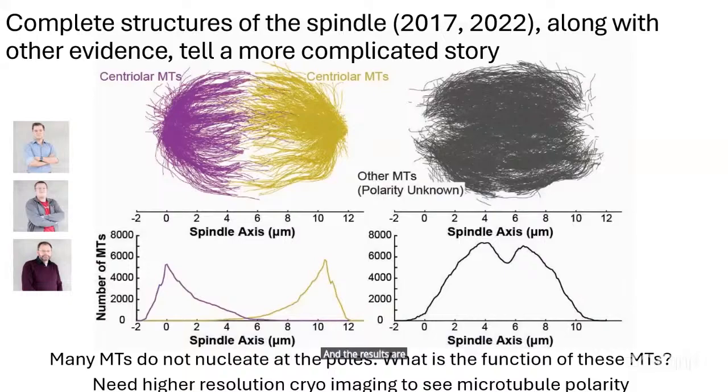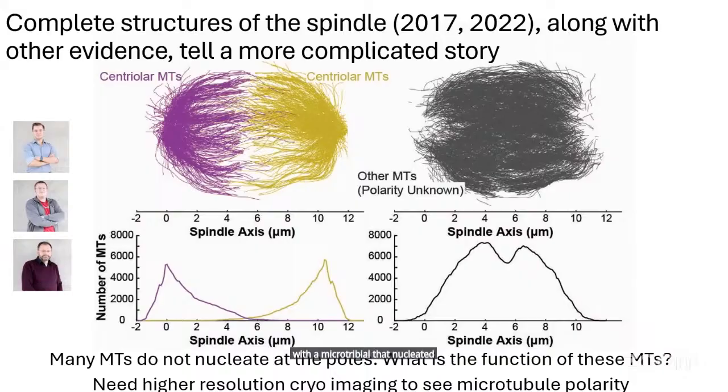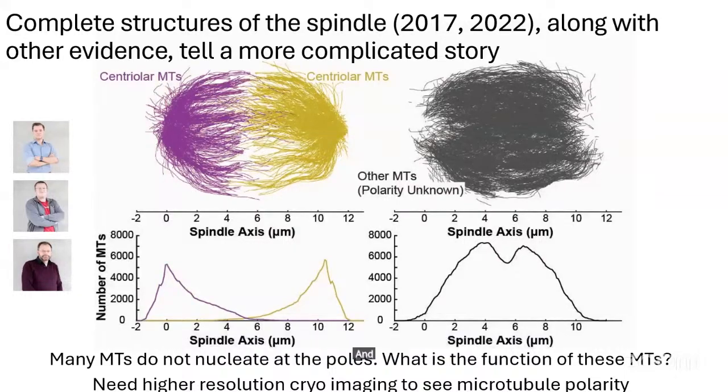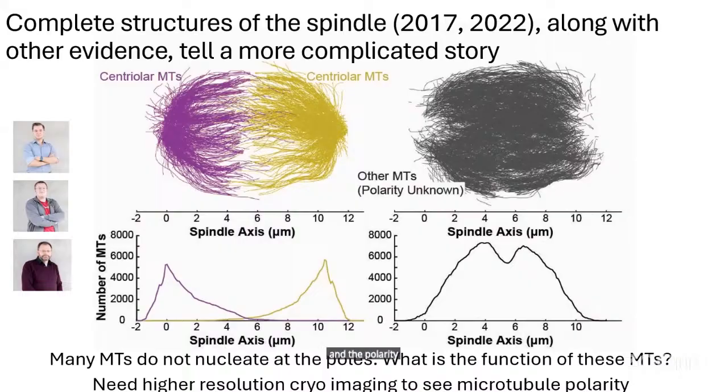And the results are completely inconsistent with what classic textbook pictures tell us should be happening. Only about 20% of the microtubules nucleate at either of the two spindle poles, which I'm showing here on the left, and very, very few of these microtubules are long enough to interact with a microtubule that nucleated at the opposite spindle pole. The remaining 60% of the microtubules are nucleating somewhere else in the spindle bulk. Because of that, we're not able to assign the polarity directly from the plastic imaging. And what the function of these microtubules are really isn't super clear. So we need to somehow be able to visualize interactions with motors and the polarity of these microtubules to be able to get a consistent picture of how the spindle assembles.